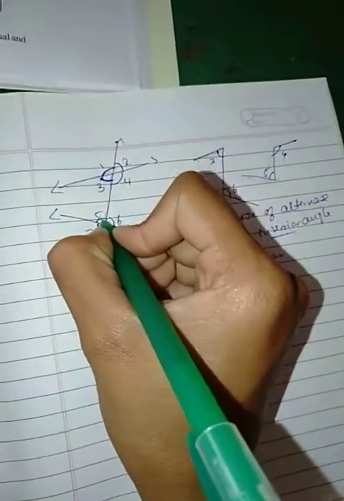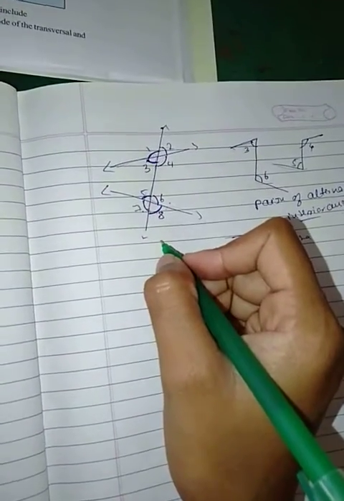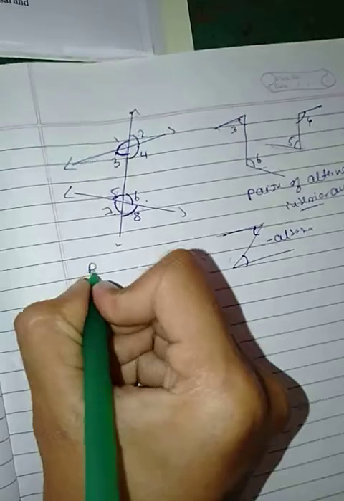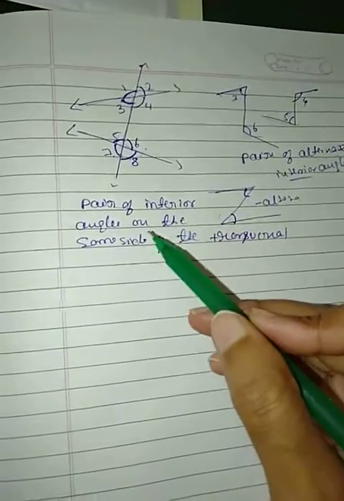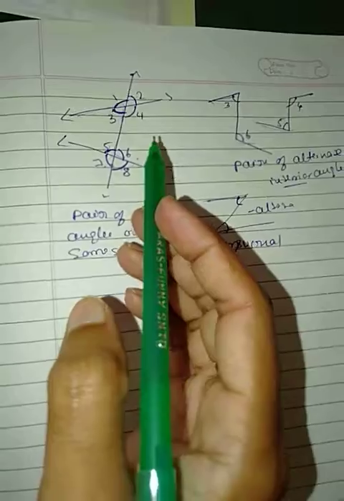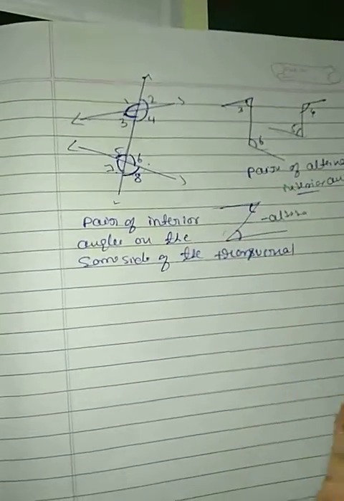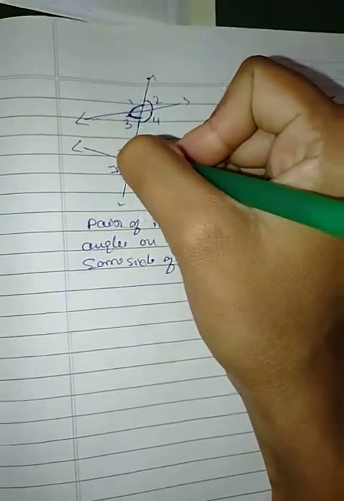And one more here, that angles 3 and 5 and 4 and 6 are called the pairs of interior angles. Remember that. So this is called pair of interior angles on the same side of the transversal, because they lie on the same side. See this, 3, 5 and 4, 6.